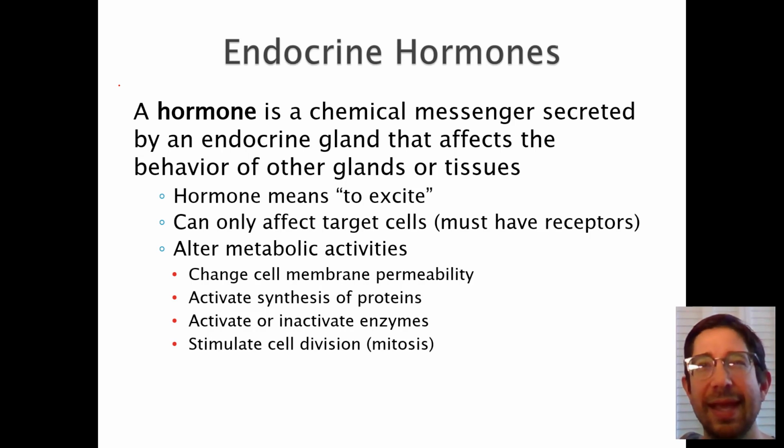And finally, a hormone is a chemical messenger made by an endocrine gland that affects the behavior of other glands or tissues. Hormone means to excite, so they're causing some excitation. Now, these hormones only affect the parts of your body that have target cells, that have receptors. If they don't have receptors, the hormones just swish right past the cells. They don't bind to anything, nothing changes. But if they find a receptor on a target cell, then they can alter metabolic activities.